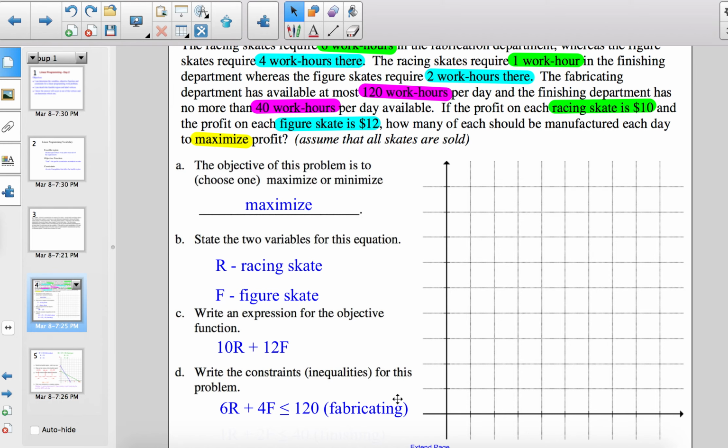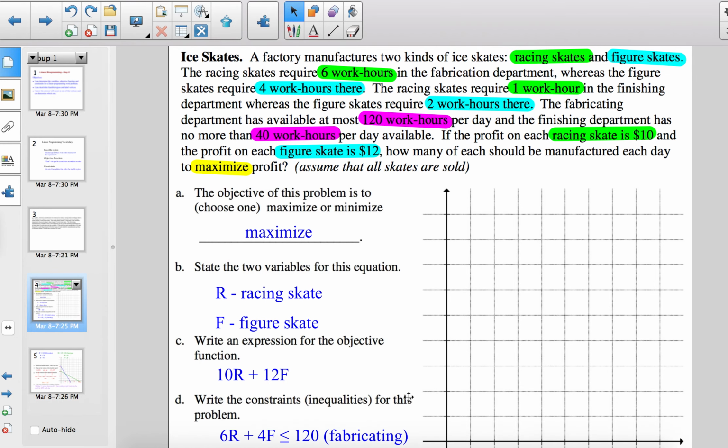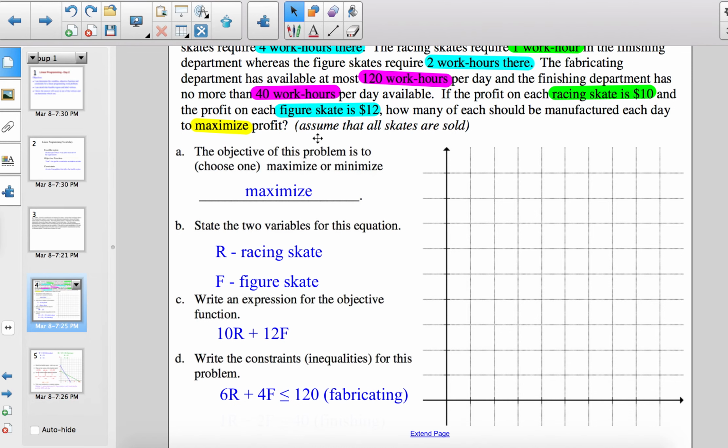Okay, let's use the same thing and do a finishing one. So the finishing one is 1 hour for racing skates, we'll call that 1R, and 2 hours for figure skates, we'll call that 2F, and at most 40, so it's going to be the exact same symbol. It's going to be a less than or equal to 40. There's my equation. Okay, so a fabricating one and a finishing one.